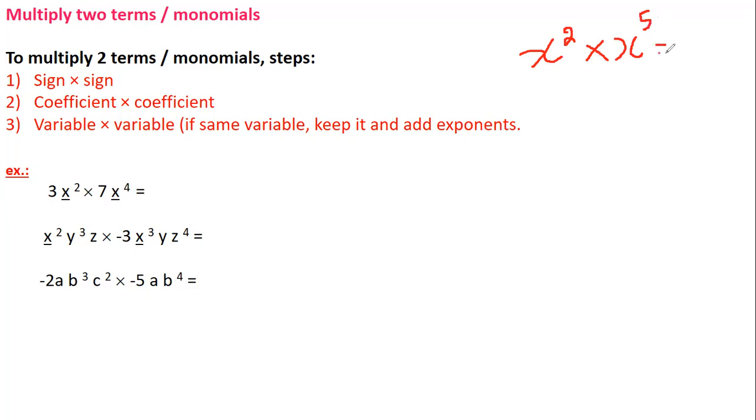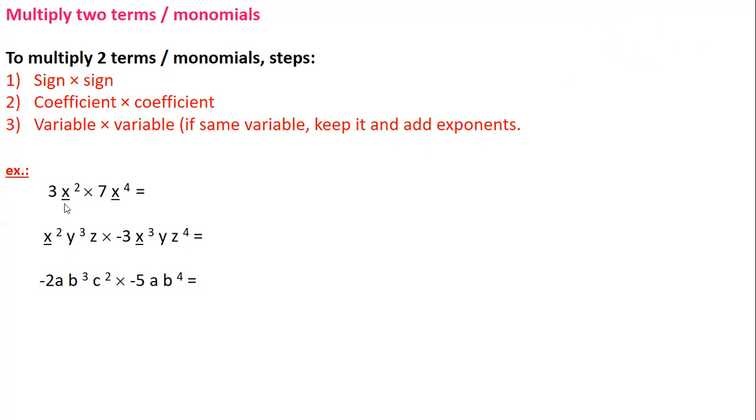Here, I can see that the variable here is x, the variable here is x. What the rule says, if we have the same variable, we keep it. So in my answer, I will have x, but we add exponents. What do we mean by add exponents? Here the exponent is 2, here the exponent is 5. So we say 2 plus 5, we get exponent 7. This is what we mean by this rule. Now I will apply many examples with you. Let us apply these examples, but I will erase first the example that I solved now.